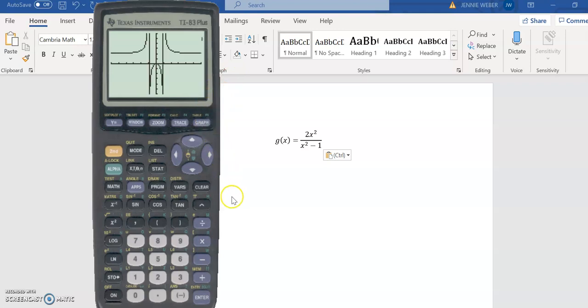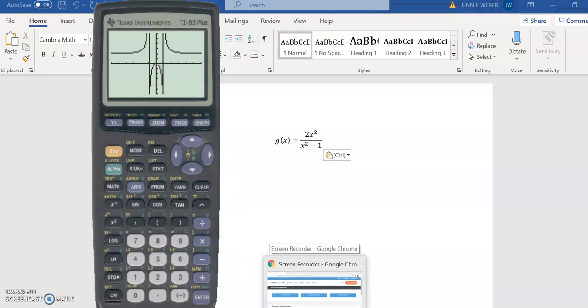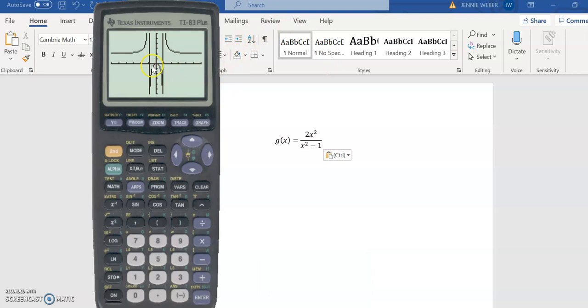Okay, now you could certainly use your trace function to try to find where these asymptotes are, look at it, and go, oh, I think they're there. But if you're not sure and you're trying to figure out where these are, this is where your table function is going to come in. Above this graph button, it says table. I'm going to do second graph, and I get this table function. And you can see right there, 1, that's an error.